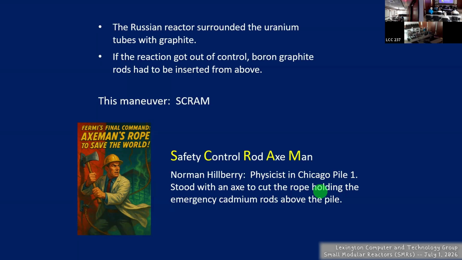And this was with Fermi. Norman Hilberry, a physicist at Pile 1, truly stood with an axe above their control rods, which they had tied with a rope. If anything got out of control, they were going to rely on pulleys and motors, and he was going to axe that rope and poof, down like that. That's called a scram. He never actually did it. But that's what a scram is.